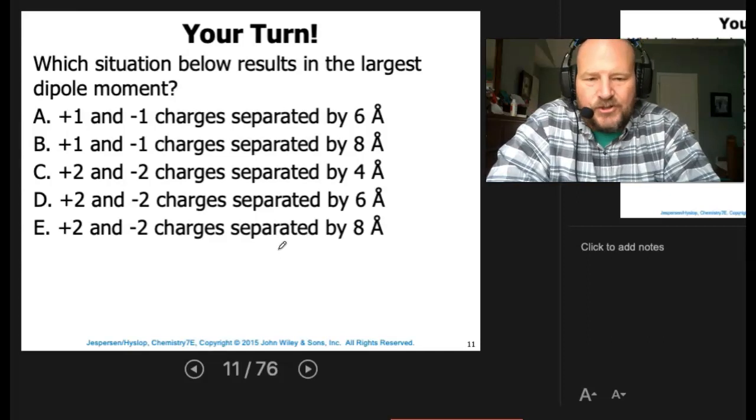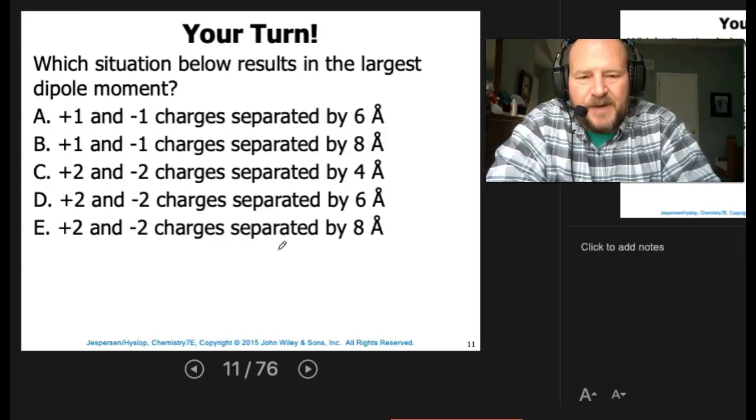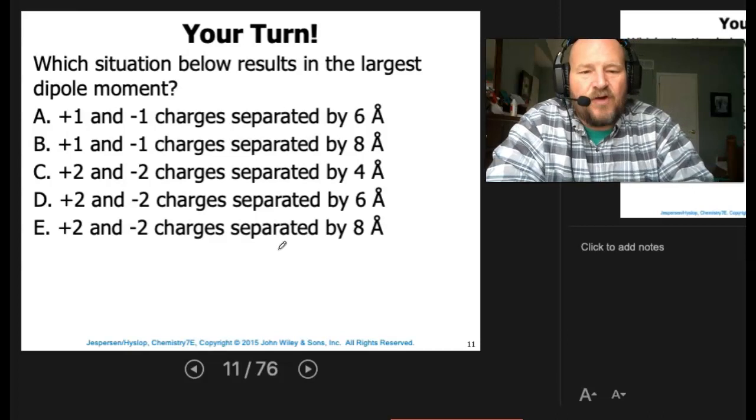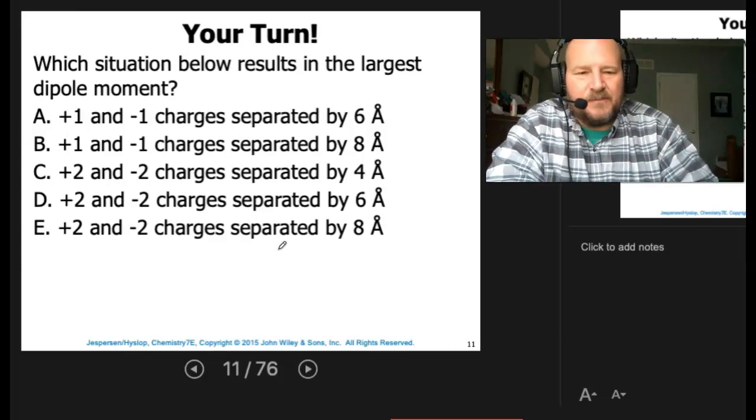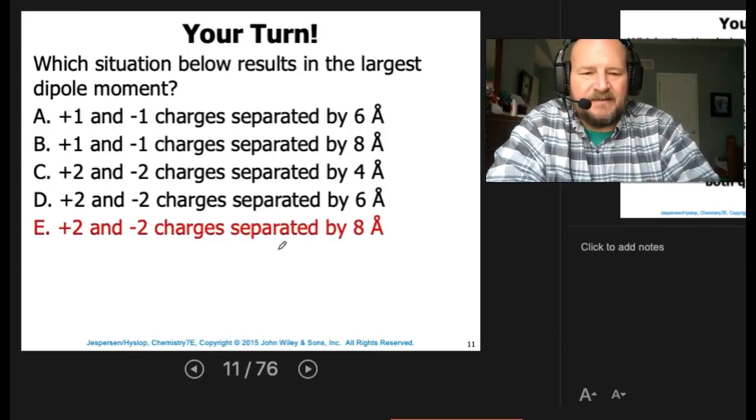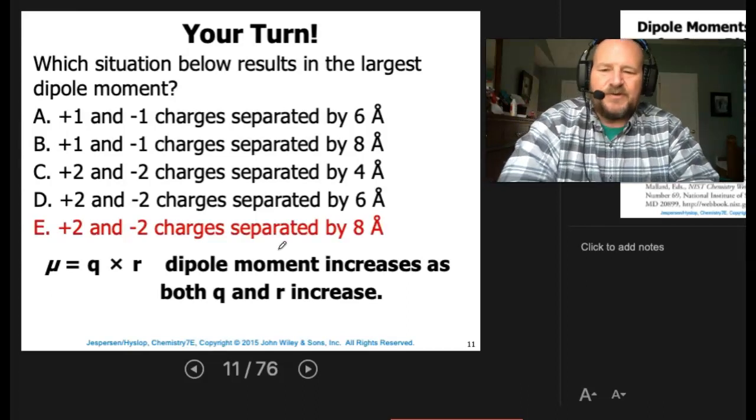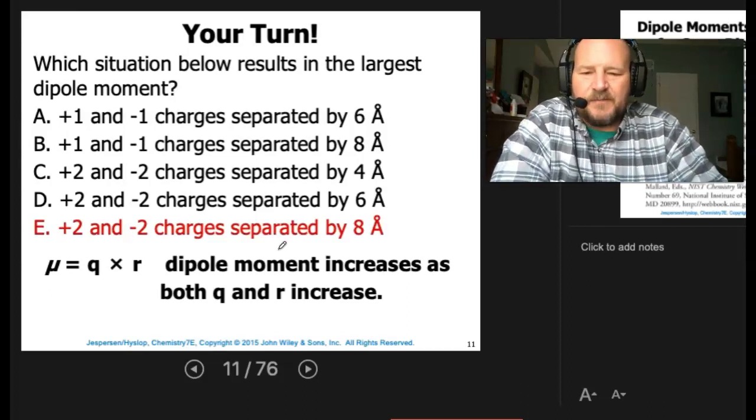Well, we already know it's going to be the larger difference in charges, so plus 2, minus 2. And then the greater the distance, the greater the moment. And so it's going to be E, right? Remember, mu is equal to Q times R, so the dipole moment increases as both Q and R increase.